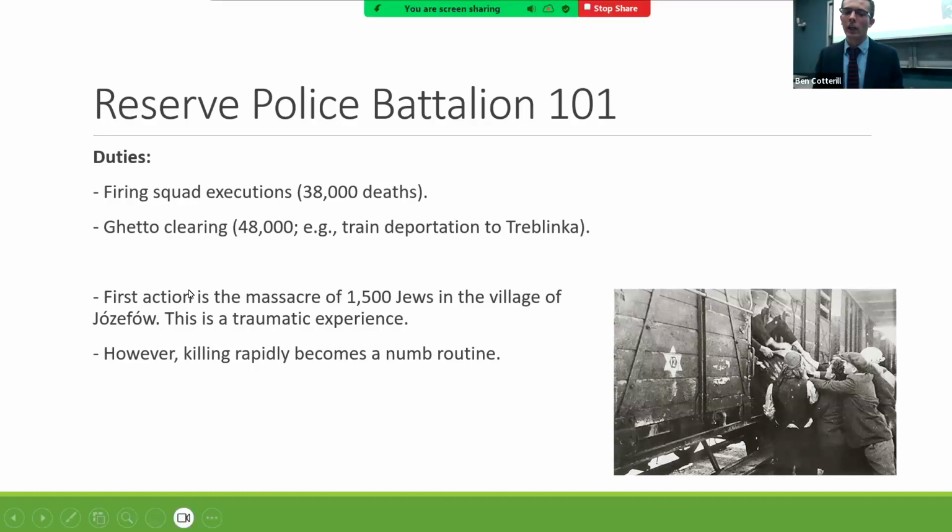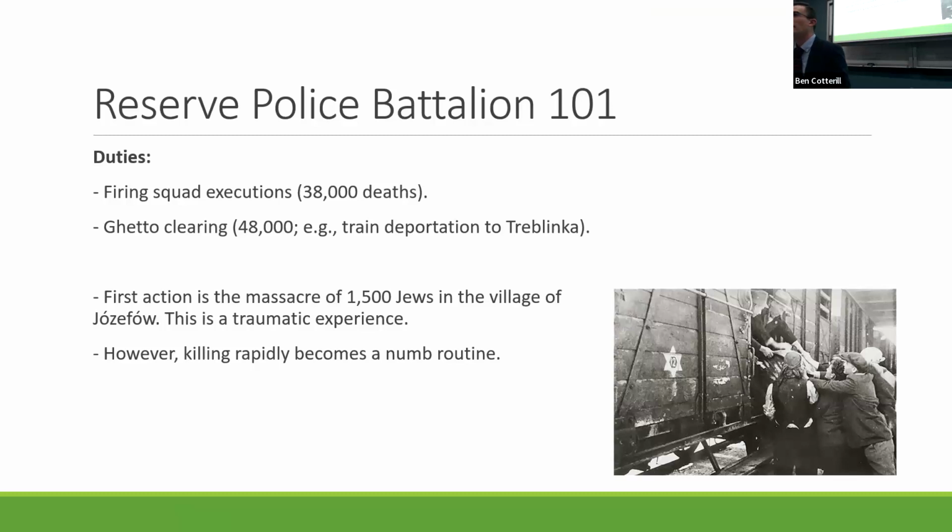The very first action was the massacre of Josefow. This was only about 2 weeks after they had been conscripted for this role. And they were told to execute everyone who lived in Josefow, all 1,500 civilians, all men, women, and children. And they were to do so using their rifles via firing squads.